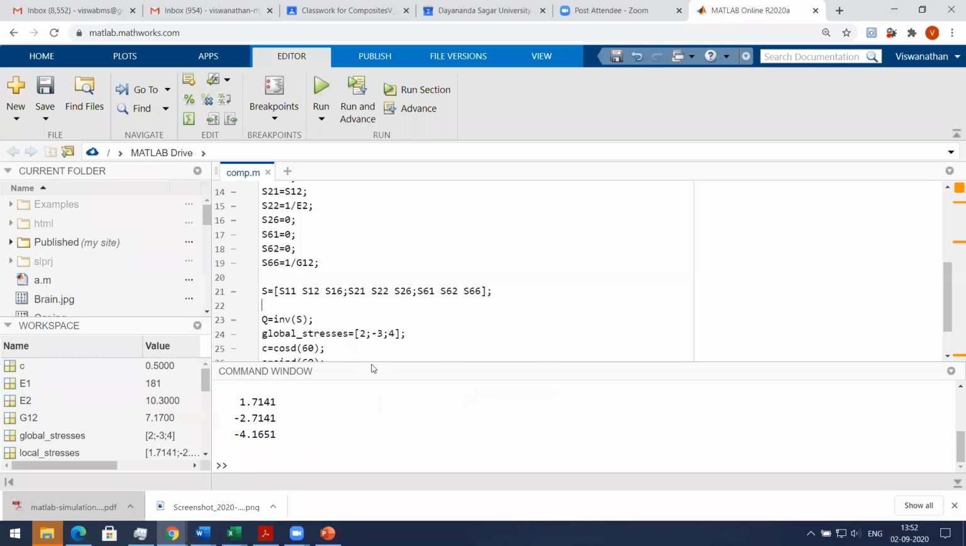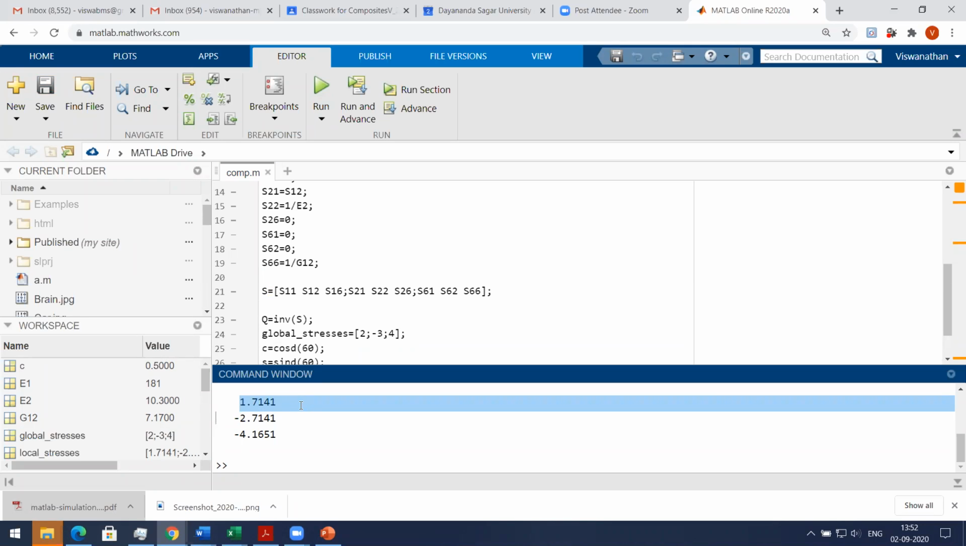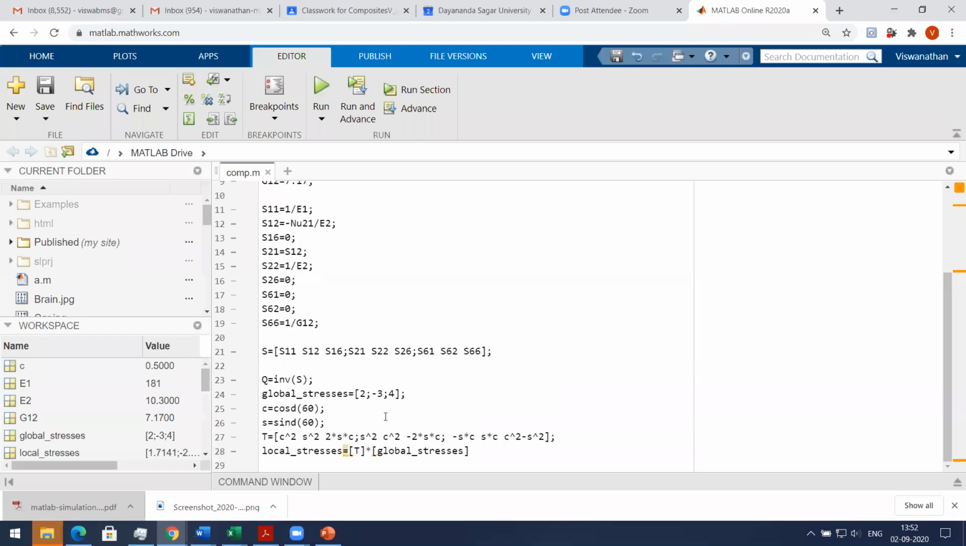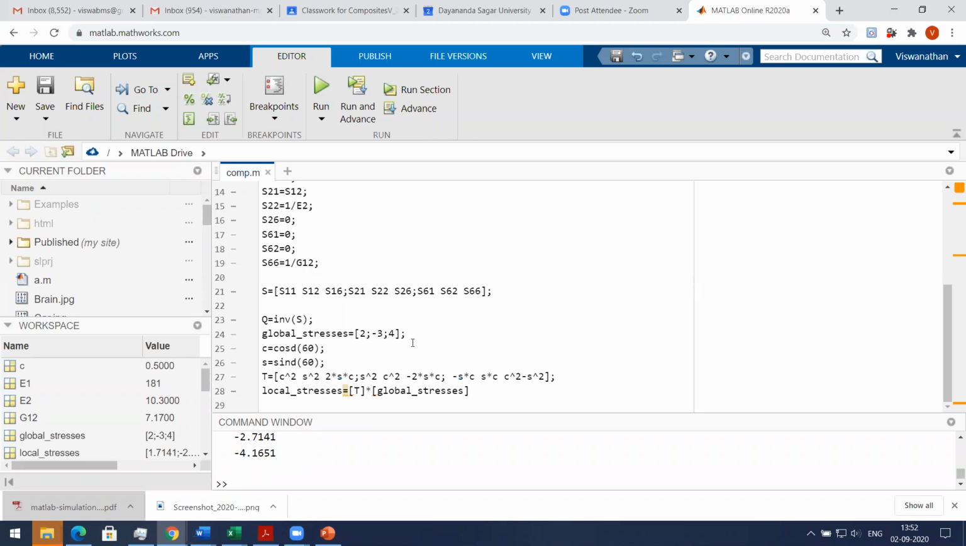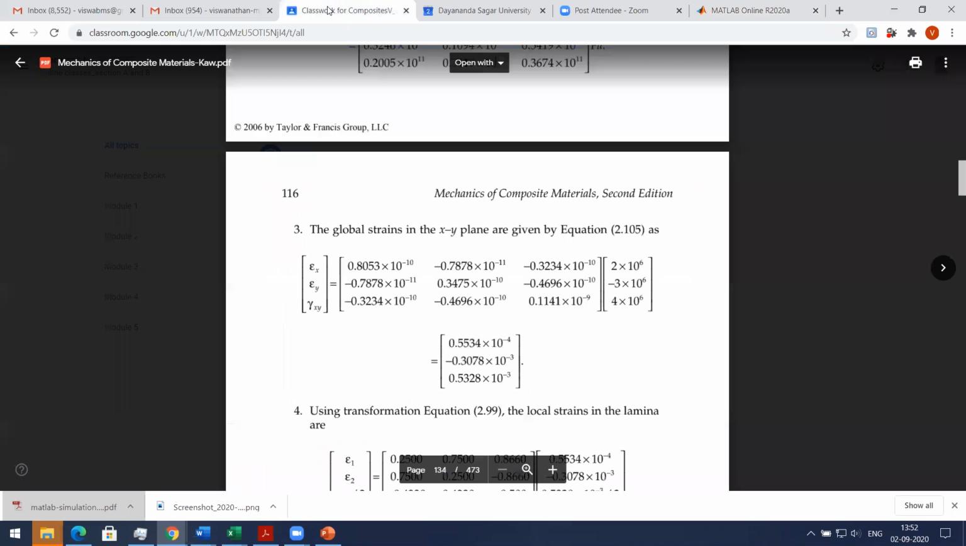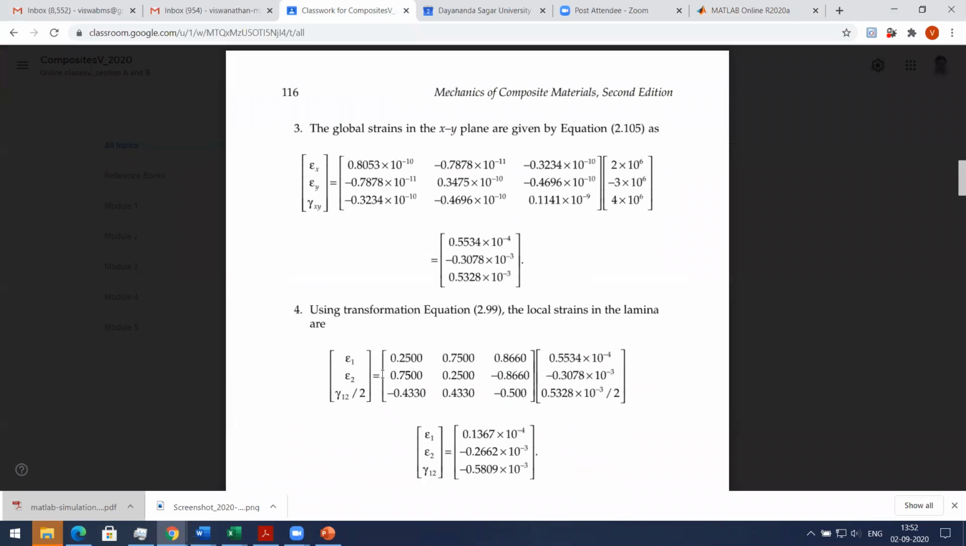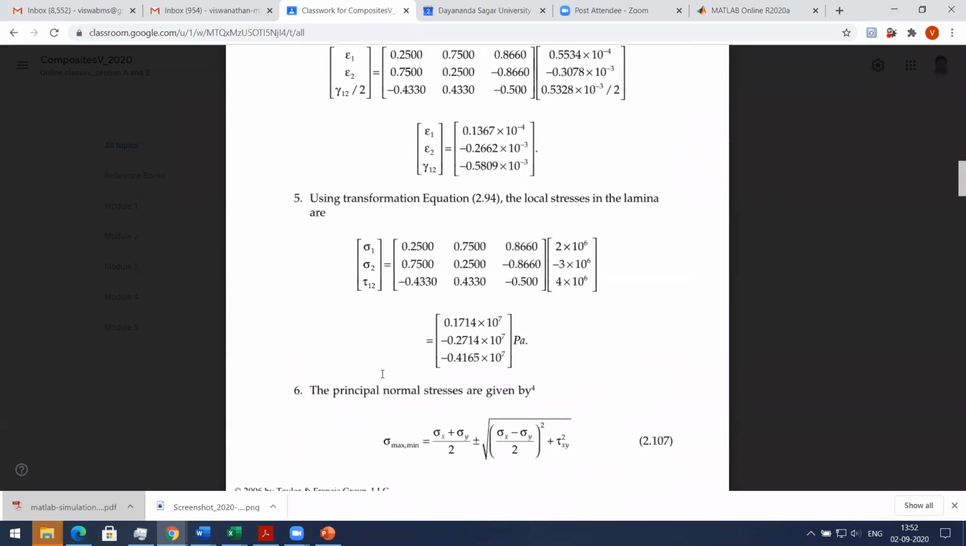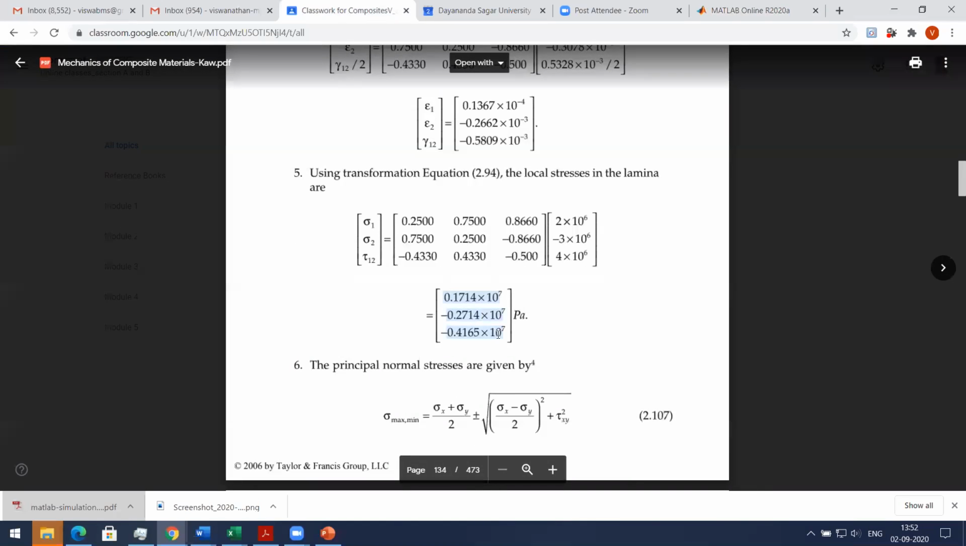So you see the value here. What is this value? What is 1.7141? It is the local stress, sigma 1. This is sigma 2. This is tau 1 2. Fine, so just check this. This is what we have got.